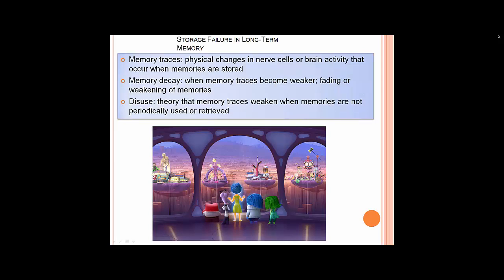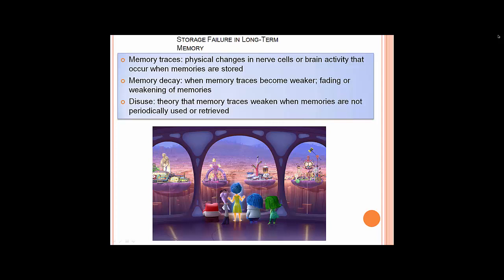So, other ways that we have storage failures in long-term memory. We have what are called memory traces, and these are physical changes in nerve cells or brain activity that occur when memories are stored. I wanted to comment here, whenever you experience, learn, or anything, you change. I change, you change, everyone changes. How? Well, you can't necessarily see it in your face, or measure it in your temperature or your pulse rate, but it changes on a microscopic neurological level. There is a change. You change.